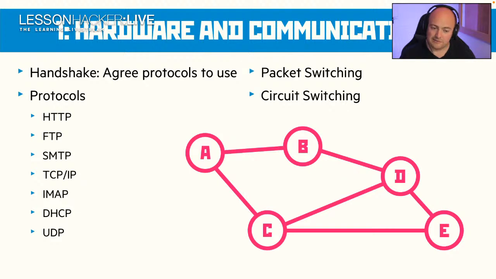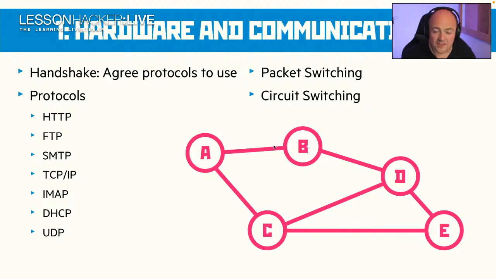IMAP, internet mail or internet media or something like that, access protocol. But IMAP is the one that stores email on the server for us to access. DHCP, dynamic host control protocol, is the protocol that allows us to give an IP address dynamically to a node on the network. This is a network diagram. These circles are nodes, they're the computers. The lines are called vertices, they're the connections. And UDP, Uniform Datagram Protocol, that is how we identify computers in the network in a different way.